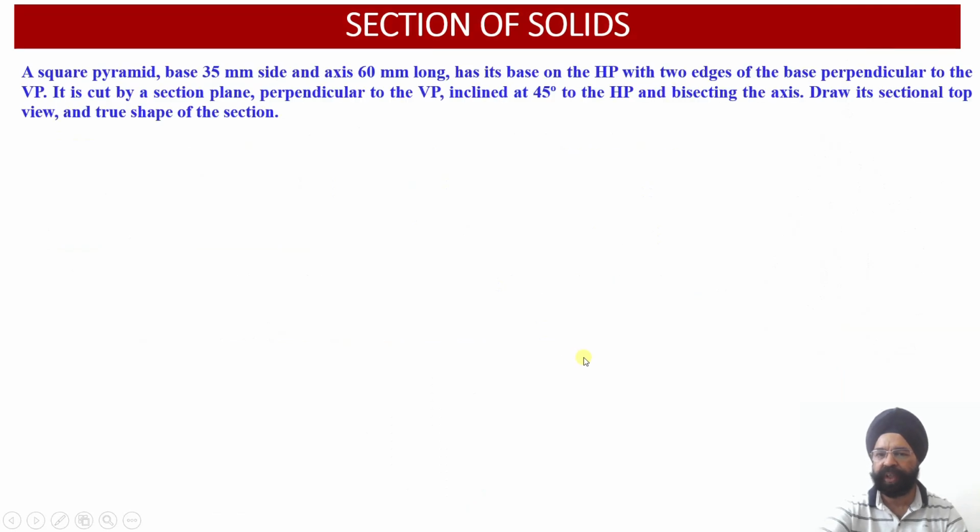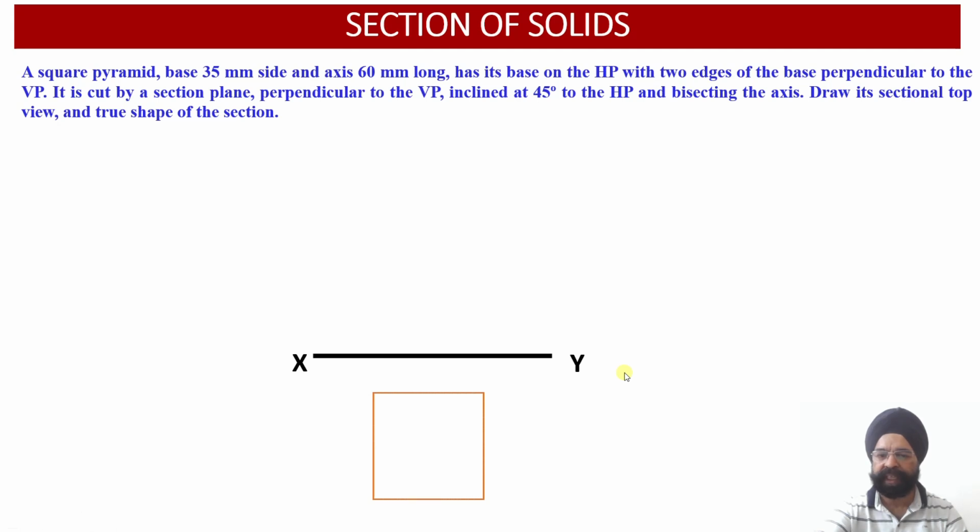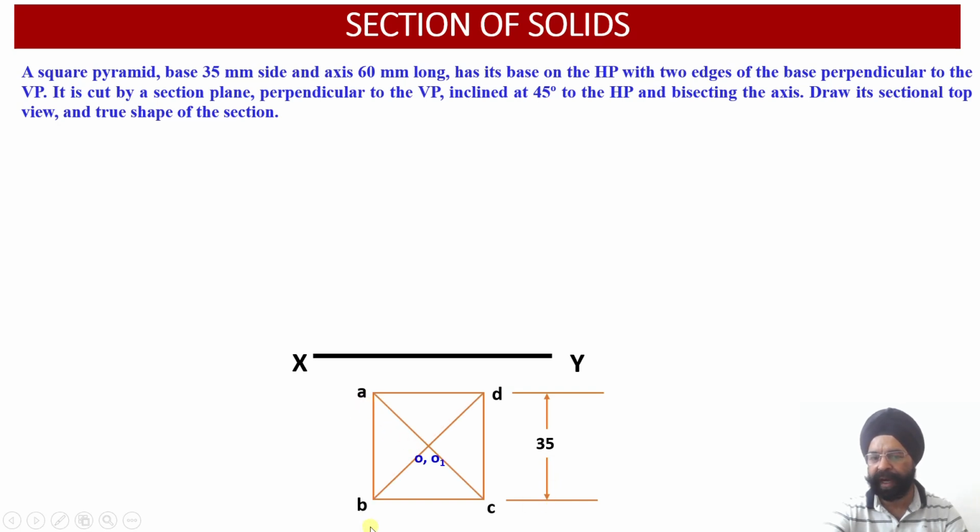So let us work out the projections of the solid. Here we have the XY line. Now we are going to draw the top view of the base of the square pyramid. This will be a square. Edge of the base is 35 millimeter over here. So this we have drawn, and now we are going to mark all these points.